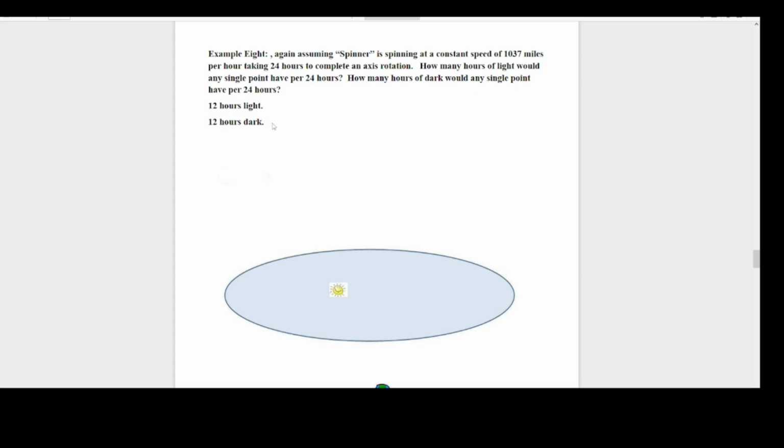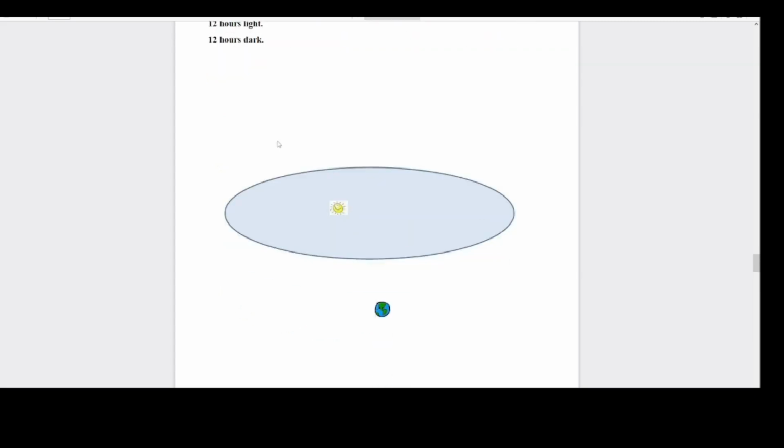Again, Bruce keeps emphasizing the fact that we're talking about spinning at a constant speed, and one complete axis rotation being 24 hours as we measure the full length of a day. So essentially what you still should have in that case, based on this calculation, is 12 hours of light and 12 hours of dark on this rotating spherical Earth.